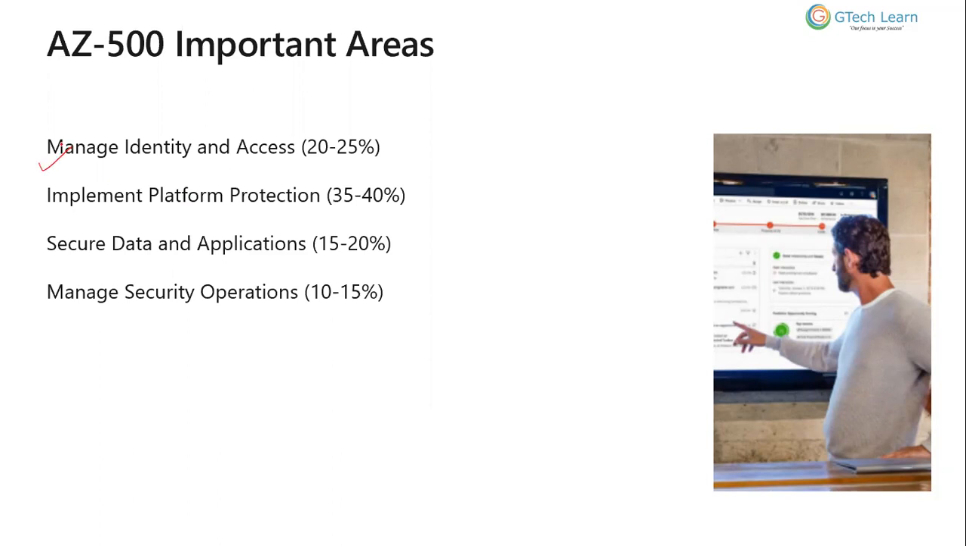Then we have a second objective domain, implementing platform protection, in which we are talking about protecting our platform, like virtual machines, where we talk about Azure Firewall, network security groups, and all things over there.